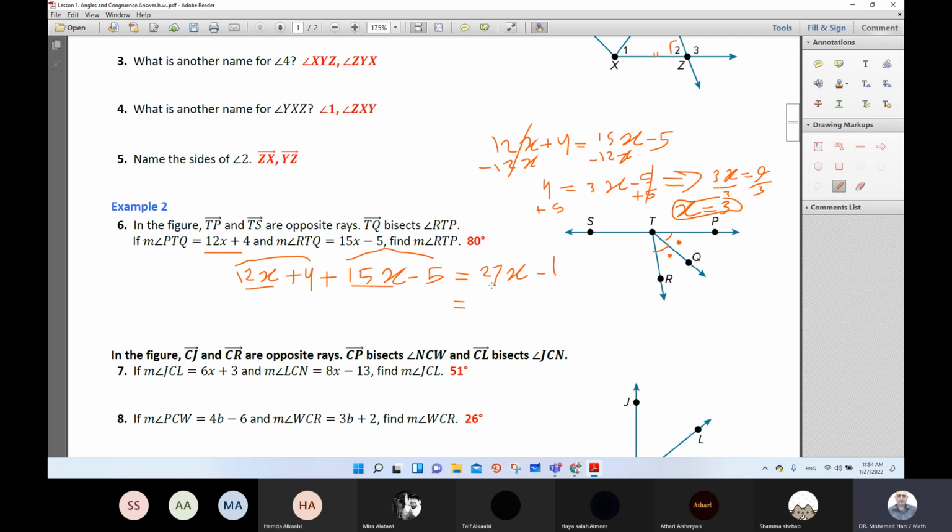Go back to this expression. Substitute the value of x, 3: 27 times 3 minus 1. 27 times 3 will be 81. 81 minus 1 will be 80 degrees. So the measure of this angle will be 80 degrees.